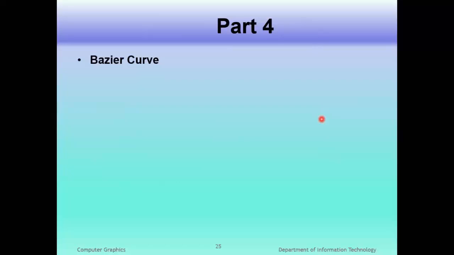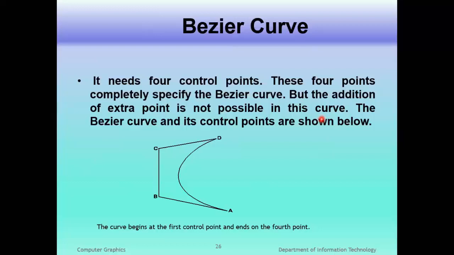Let's move towards the next point, that is Bezier curve. What is a Bezier curve, or how can we produce the Bezier curve? A Bezier curve is a different way of specifying a curve. The same shapes can be represented by B-spline and Bezier curves. The cubic Bezier curve requires 4 sample points. These points completely specify the curve.